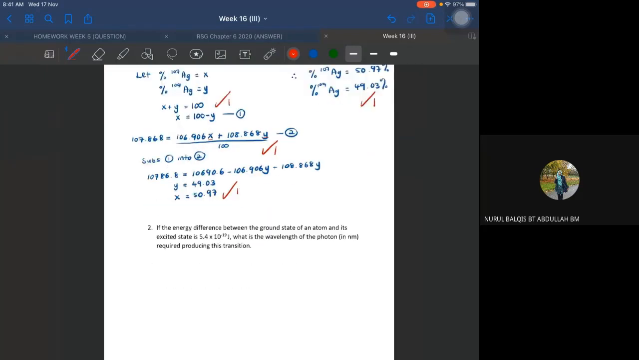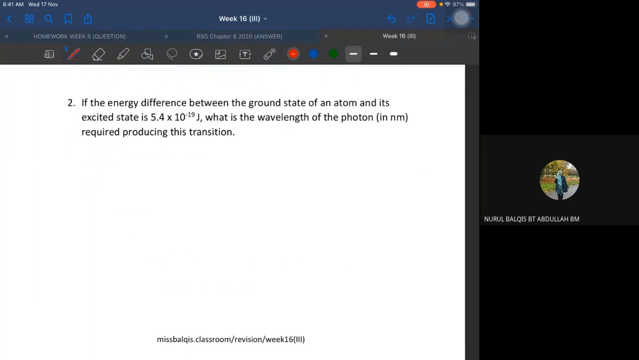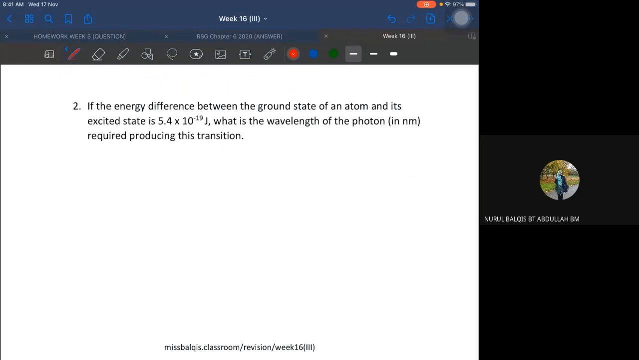So 4 marks here. And then for question 2, chapter 2, if the energy difference between the ground state of an atom and its excited state is 5.4 times 10 to the power of negative 19 joule. So this energy difference, can I know what is the symbol for energy difference? Delta E. Yeah, delta E. Got a number of formula for delta E. So baca elok-elok. What is the wavelength? So dia bagi awak delta E, dia nak minta awak cari wavelength. And dia dah specify in nanometer.